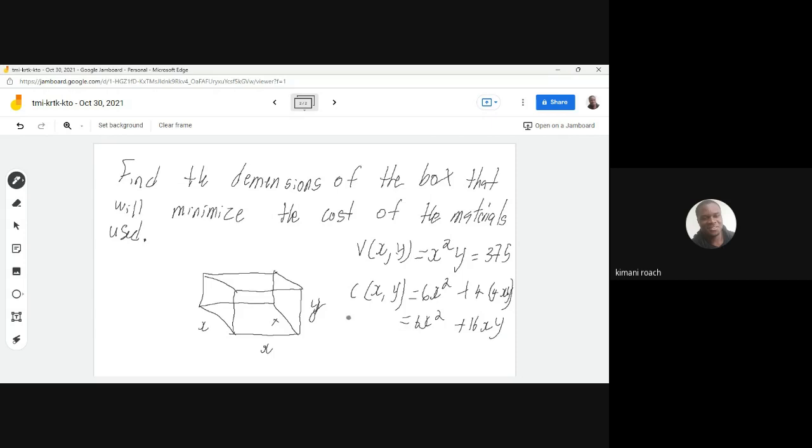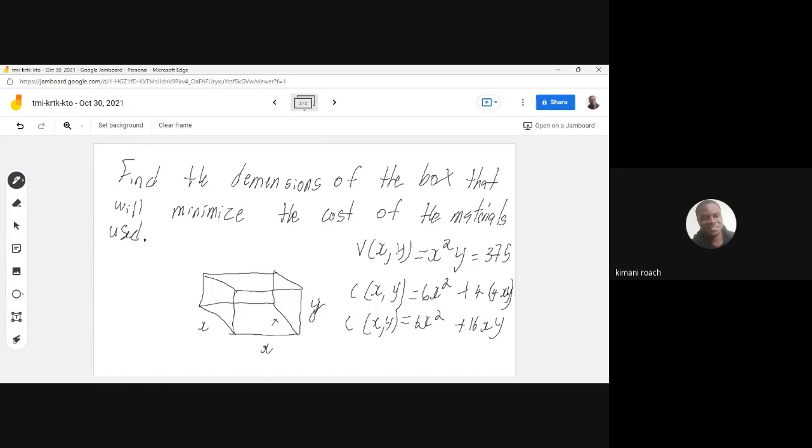This is going to be my cost for producing the box. And this is what we want to minimize. We want to find some dimension so that it costs us less. We are able to find the lowest possible cost of creating this box.